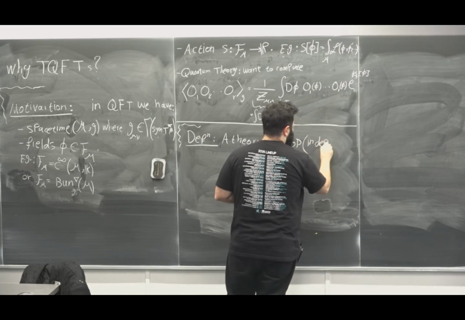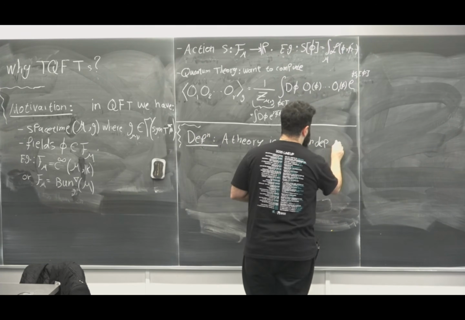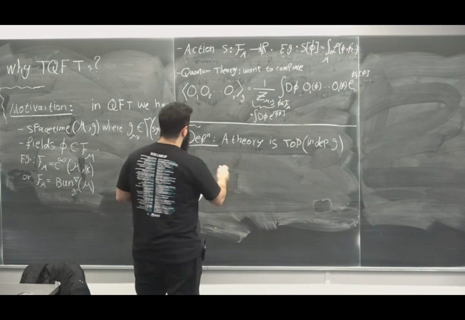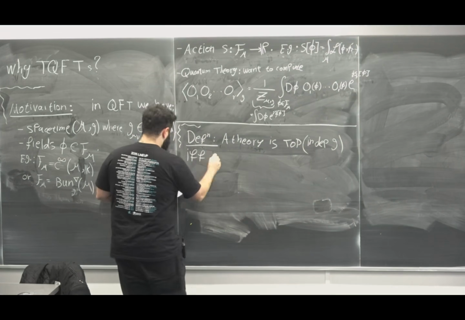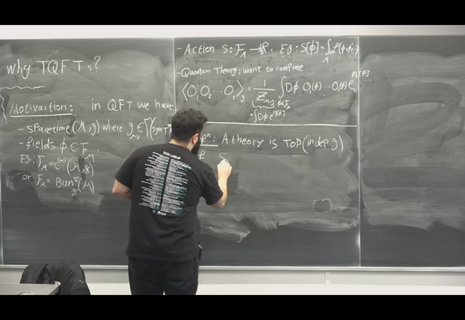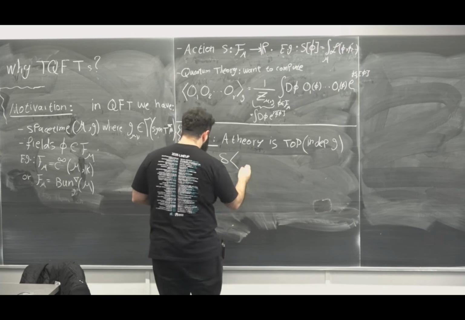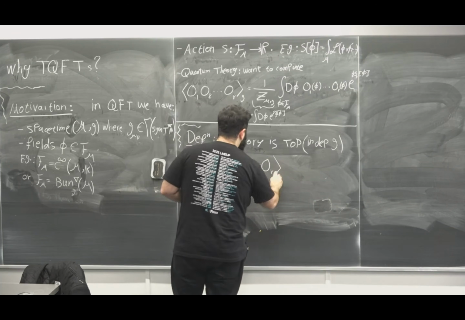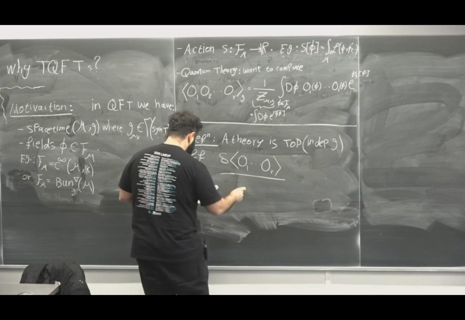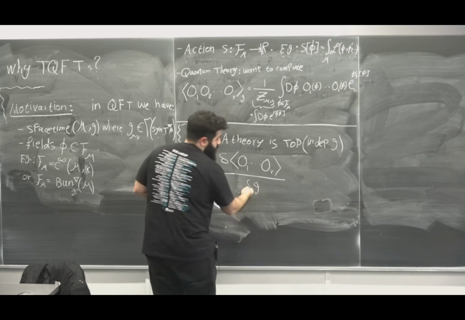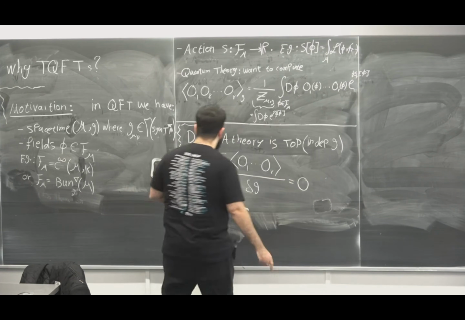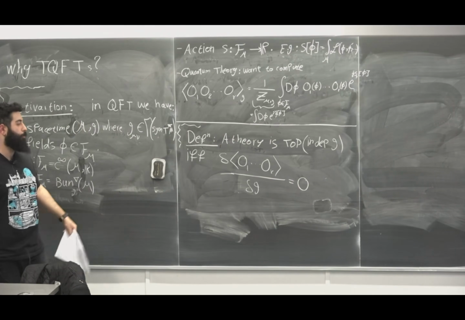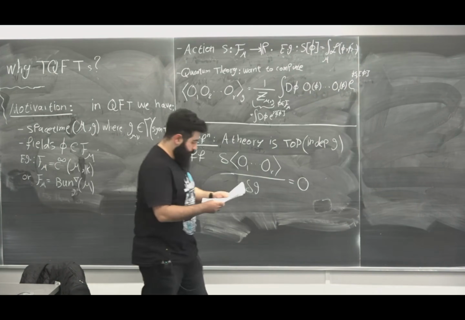That's another way you can put what it means for the physical theory to be topological, if and only if you take variations of your correlation function, which is what you want to compute in a physical theory, with respect to the metric, it's zero. So it's independent of the metric. This is what it means for a physical theory to be topological, independent of the metric.